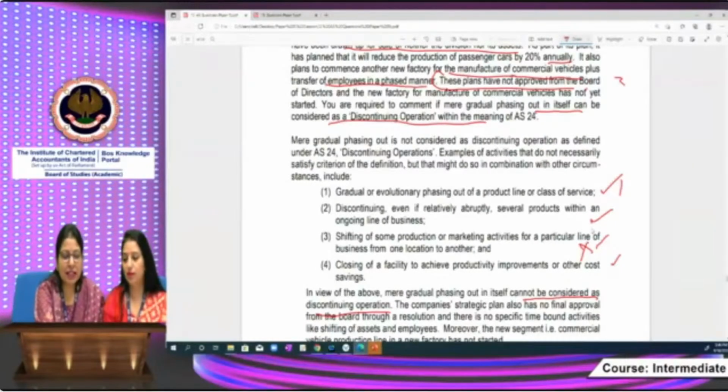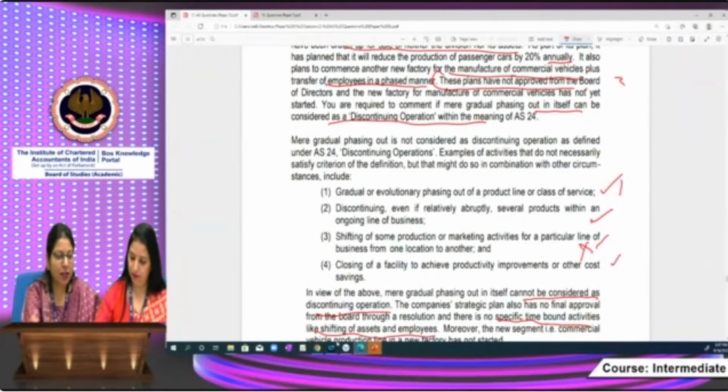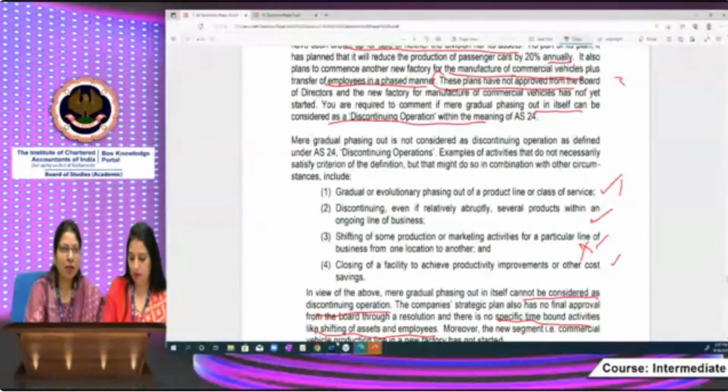The company's strategic plan has no final approval. That's the point we were focusing on while reading out the question. And the company has no specific time-bound activities like shifting of assets and employees. So there is no concrete plan, no time-bound plan, no time schedule according to which the company is going to operate. This is the way you have to write the answer.